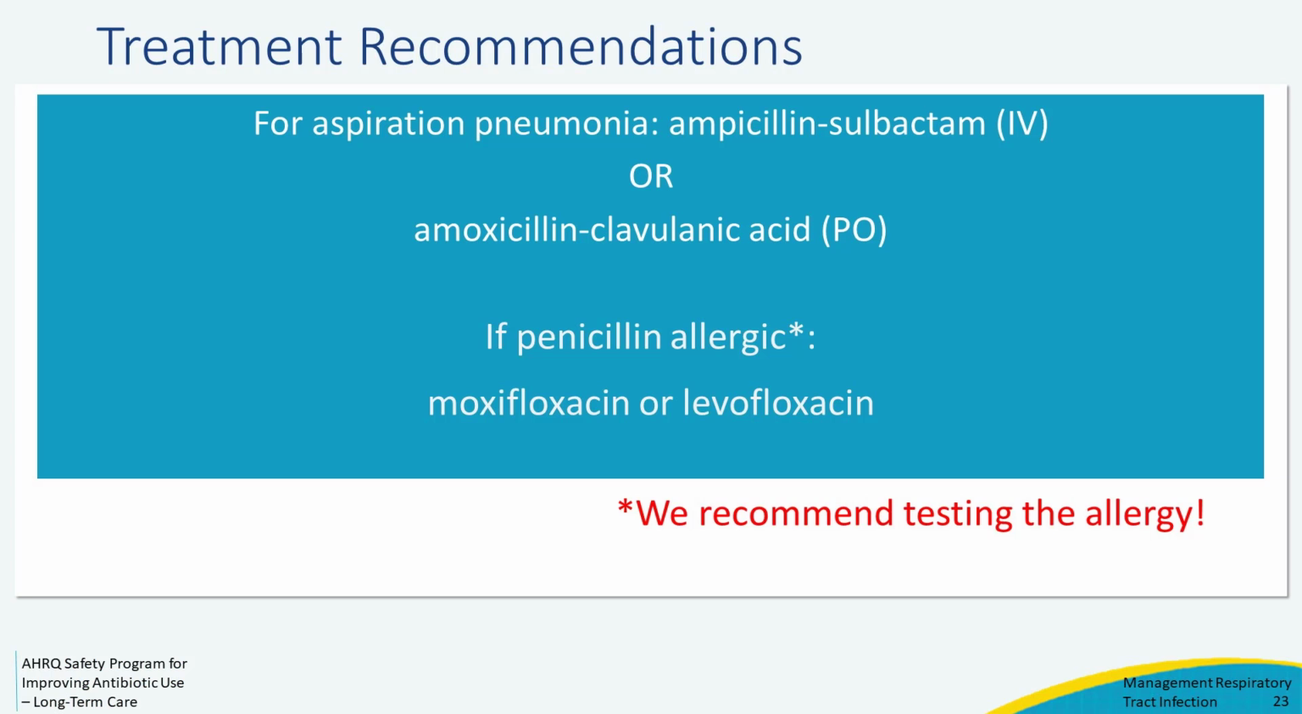We recommend using ampicillin sulbactam or amoxicillin clavulanic acid for residents with aspiration pneumonia, not pneumonitis. This provides aerobic and anaerobic coverage and covers typical organisms found in the oropharyngeal flora. If the patient is penicillin allergic, you can consider using a fluoroquinolone with anaerobic coverage such as moxifloxacin.